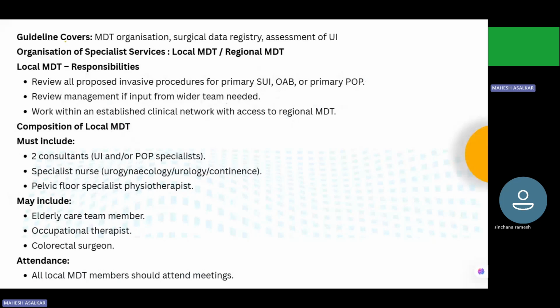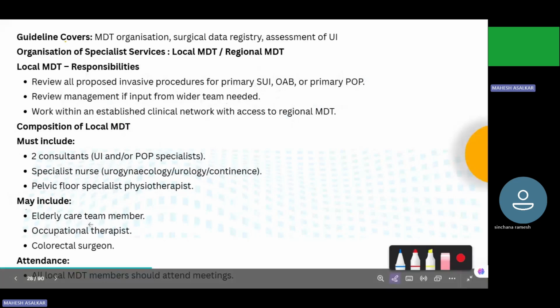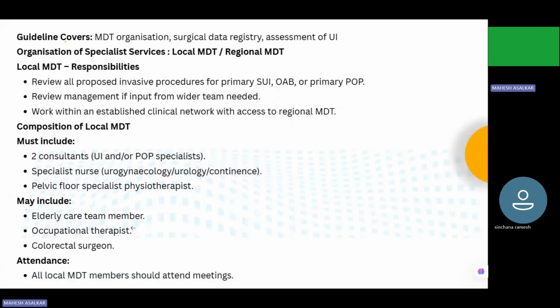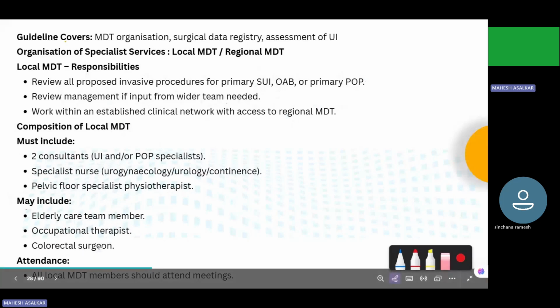So local MDT will have two consultants, the consultant with special interest in urinary incontinence or pelvic organ prolapse and/or. Then specialist nurse and pelvic floor physiotherapist. It may have additional elderly care team member, occupational therapist, and colorectal surgeon. Remember here, colorectal surgeon is optional. And we will see the composition of the regional committee in the next slide. So all local MDT members should attend the meetings.